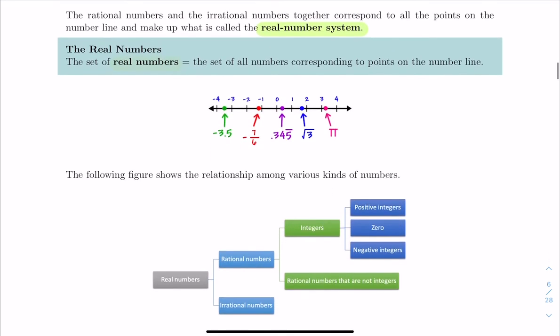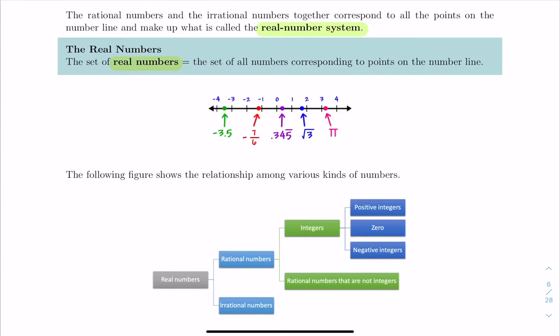And so the set of real numbers is the set of all numbers corresponding to the points on a number line. And so you can see below we have our natural numbers, 1, 2, 3, and 4. The whole numbers, 0, 1, 2, 3, and 4. The integers, which is all the -4, -3, up to 4. Then we have our rational numbers, which fall in here, and then irrational numbers as well. So this entire number line is the set of real numbers.